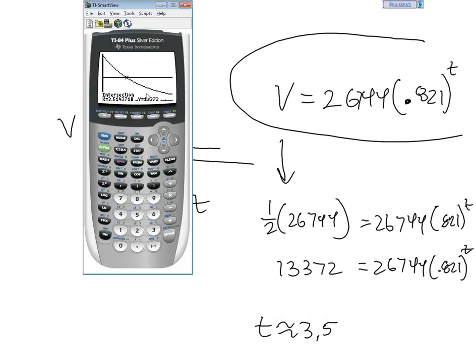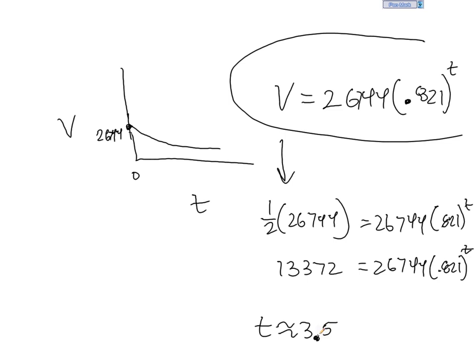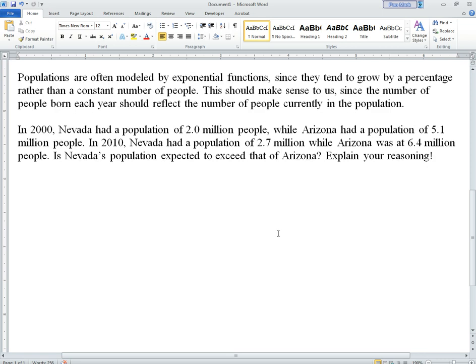So wow, that's pretty quick how fast that car decays in value, that within 3.5 years it has already achieved half of what it was purchased for. So that just gives us a perspective that about midway through 2013. Okay, let's take a look at a more challenging one.